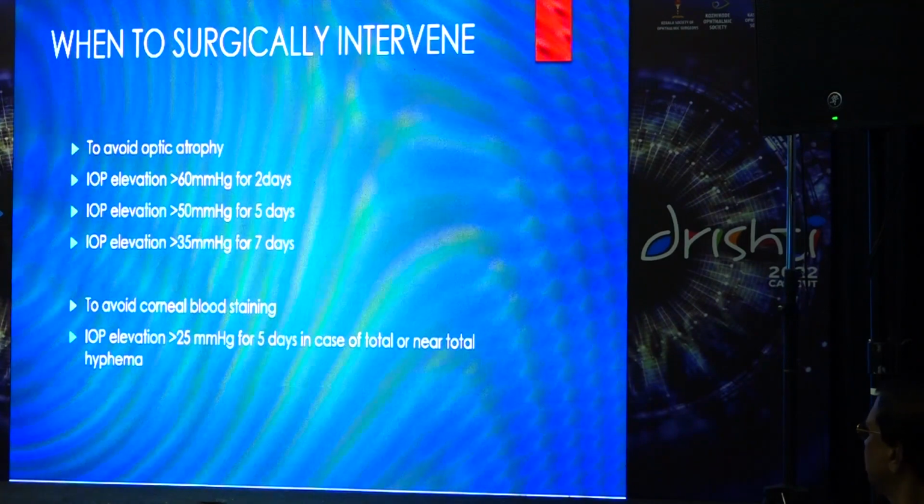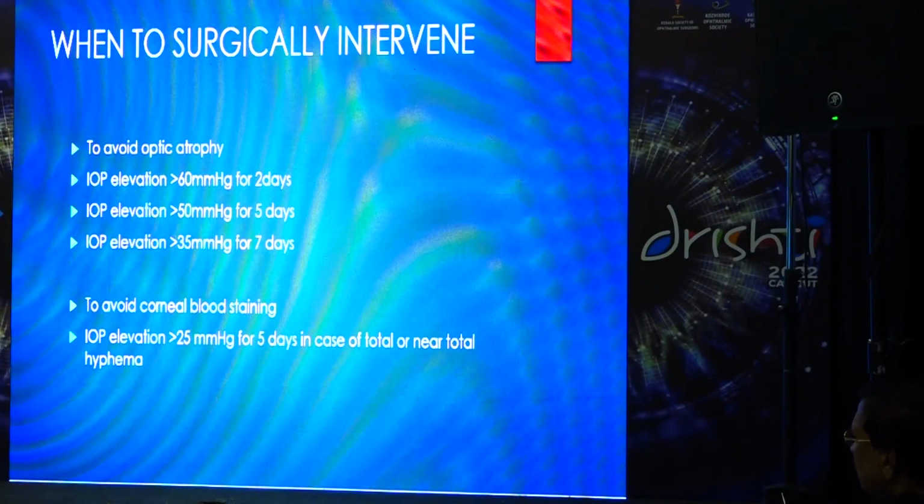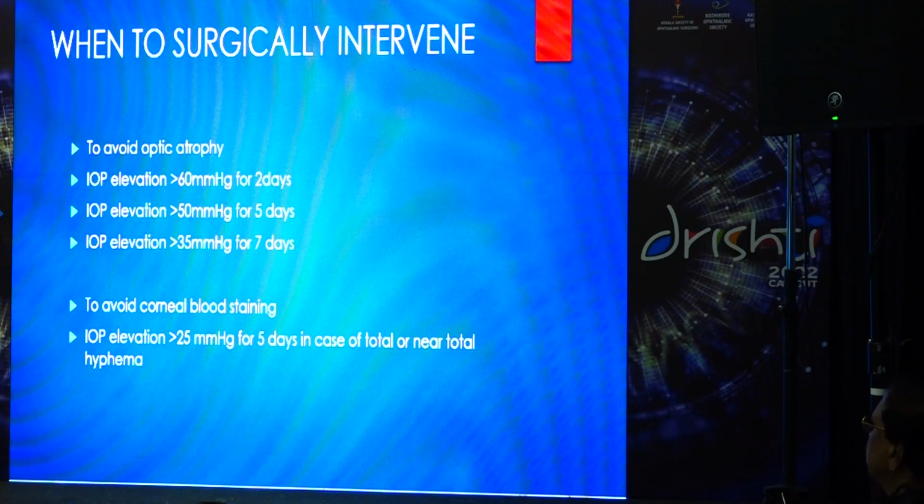And when to surgically intervene? To avoid optic atrophy, surgical intervention is indicated when there is an IOP elevation of more than 60 millimeters of mercury for 2 days, IOP elevation of more than 50 millimeters of mercury for 5 days, and IOP elevation of more than 35 millimeters of mercury for 7 days.